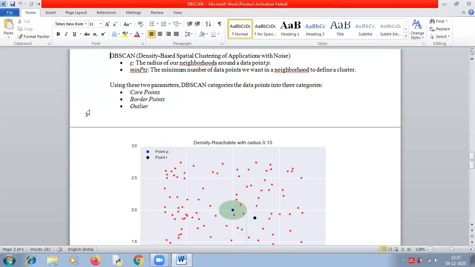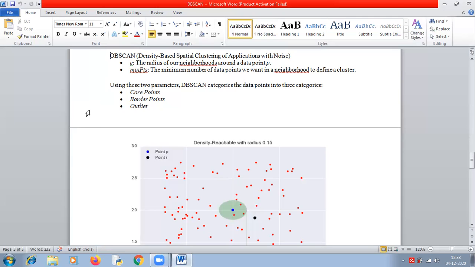Then what is a border point? A data point Q is a border point if its neighborhood contains less than the minimum points, but Q is reachable from a core point P. So I'll repeat: the core point is a data point P, whereas the border point is a data point Q if the neighborhood contains less than the minimum points, but Q is reachable from some core point P. That becomes a border point.